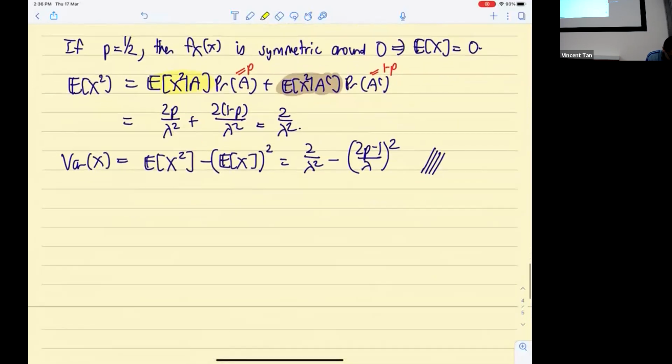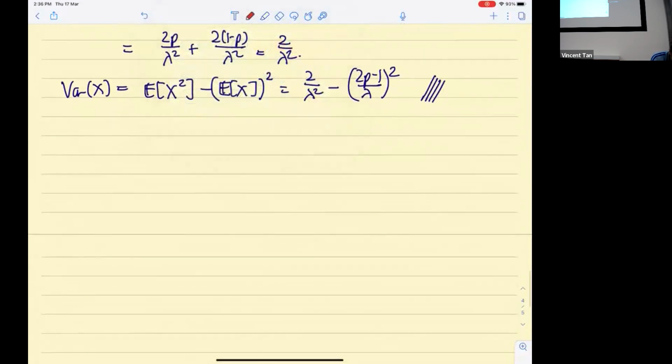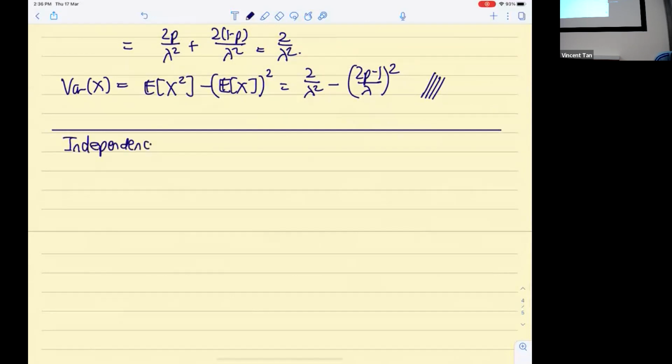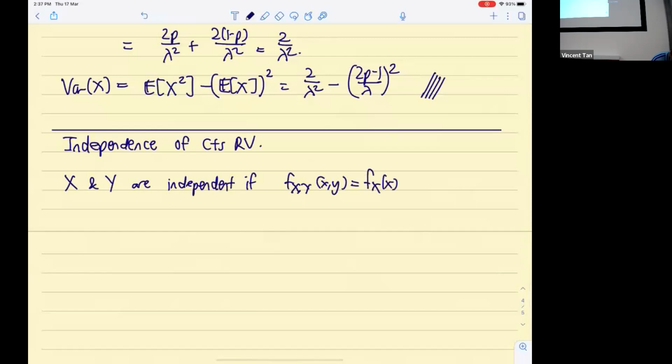All right, so this is certainly simple enough to be examined in some exam. Now I want to briefly talk about or remind you of the notion of independence of continuous random variables. It's very similar to the independence of discrete random variables we have seen before, but I just need to hammer home some points, okay? So we say that X and Y are independent if their PDF factorizes. So f_{X,Y}(x,y) is equal to f_X(x) f_Y(y) for all values of x and y.